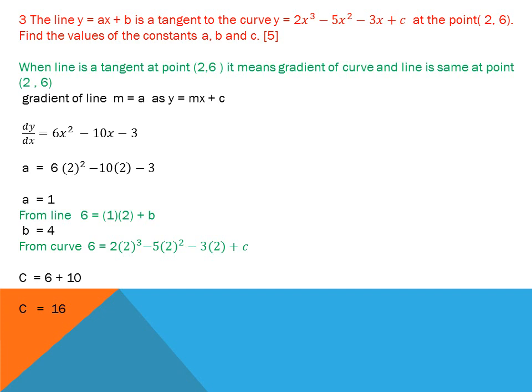This carries 5 marks. When the line is tangent to the curve at the point (2, 6), it means the gradient of the curve and the line is the same at the point (2, 6). So the gradient of the line, m, is equal to a, as from the straight line equation y = mx + c, where m is the gradient. Hence from equation 1, y = ax + b, a is the gradient. And I differentiate the curve: dy/dx is equal to 6x^2. This is the first principle of the derivative: the power should come in front and we subtract 1 from the power.